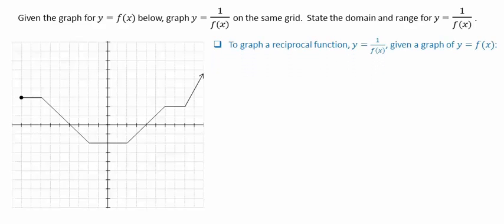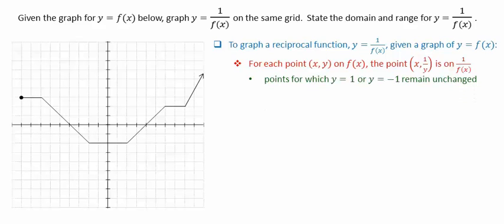To graph a reciprocal function, y equals 1 over f of x, given a graph of y equals f of x, for each point x comma y on f of x, the point x comma 1 over y is on the reciprocal function.